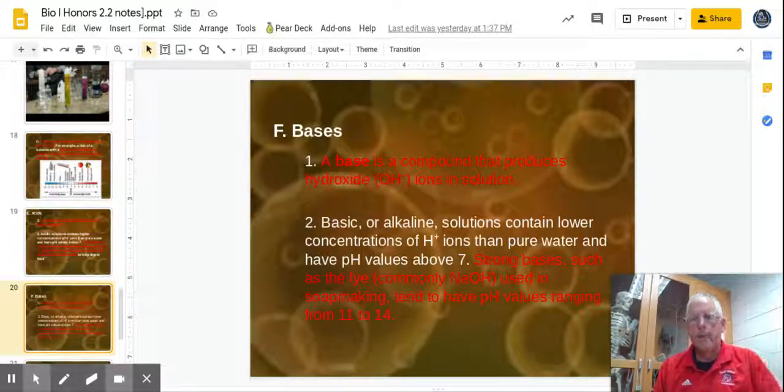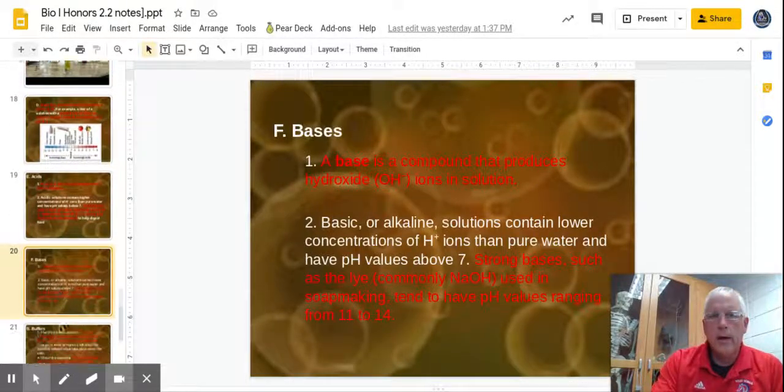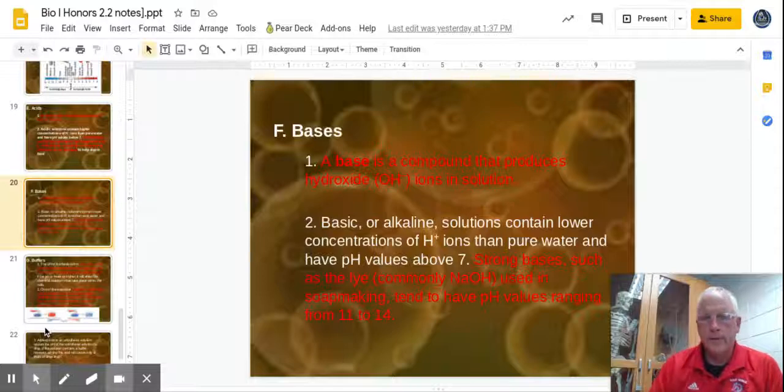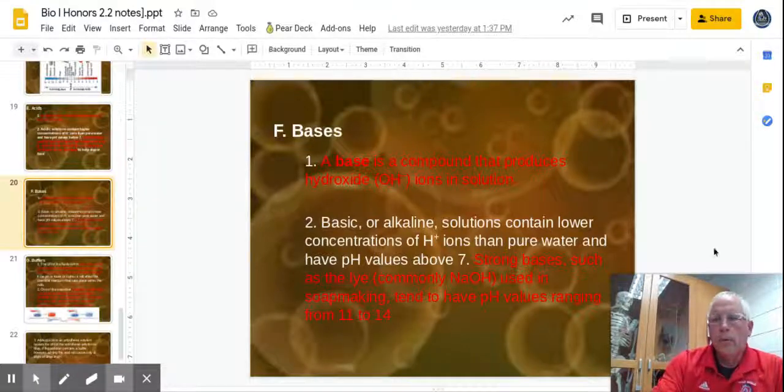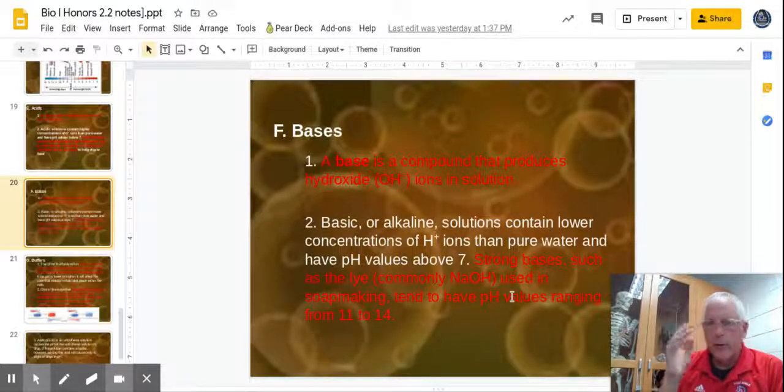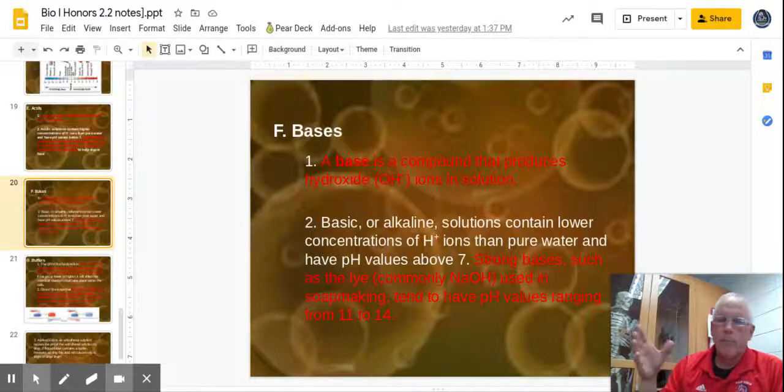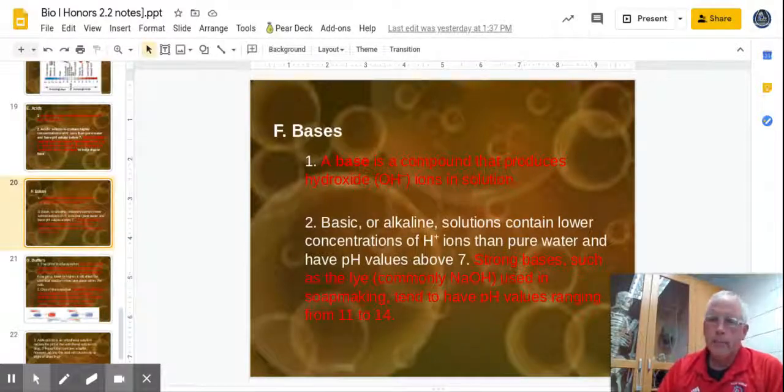That means I have more OHs than acids. Okay, so when you're talking about a strong base like lye, that would have a pH anywhere between 11 and 14. So same deal. If I have something that has a 13 for a pH, that's a strong base. If I have something at 7.5, that's a weak base.